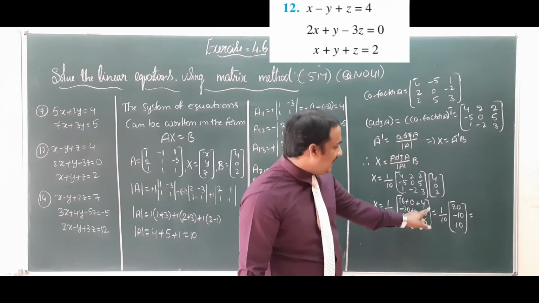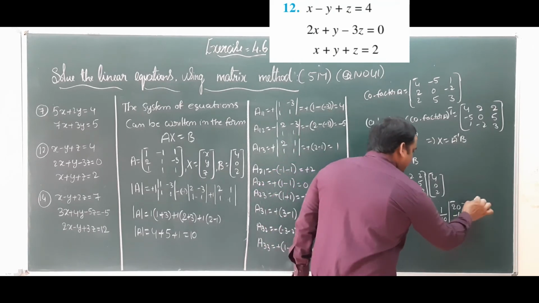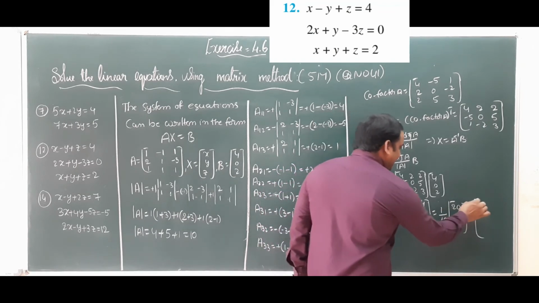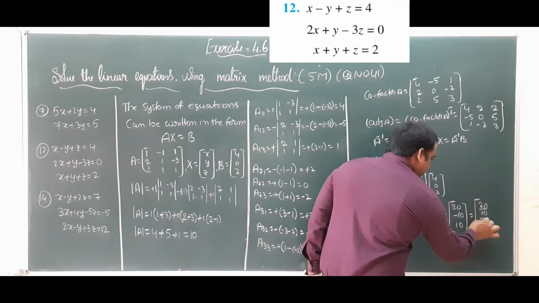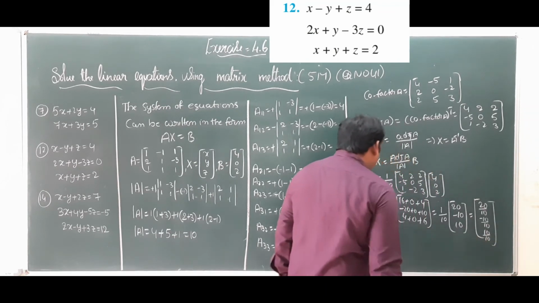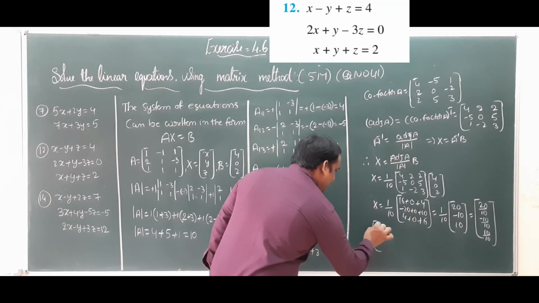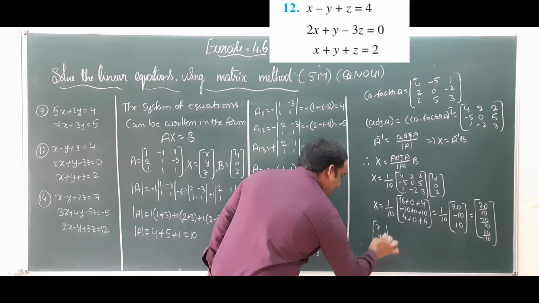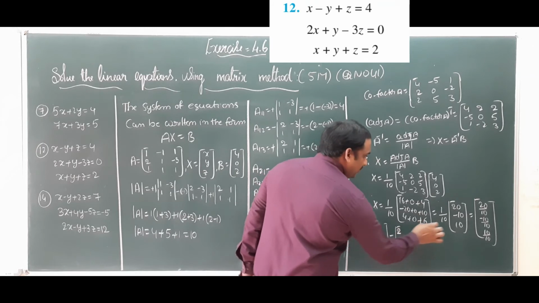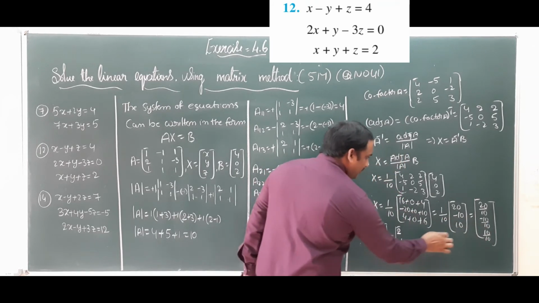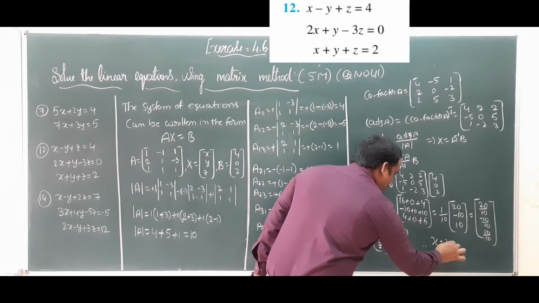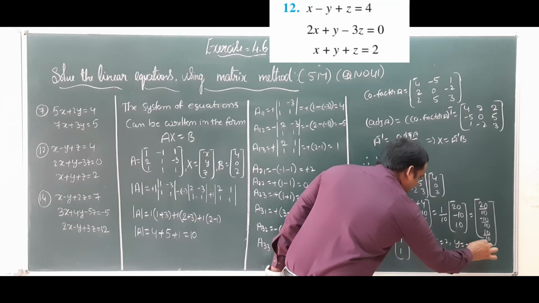Now see here 1 by 10 is there. 1 by 10 is a scalar. Multiply into here each element. 20 by 10, minus 10 by 10, 10 by 10. Now capital X means what is the matrix here? X, Y, Z equal to, now 20 by 10 value 2, minus 10 by 10 minus 1, 10 by 10 is 1. Therefore x equal to 2, y equal to minus 1, z equal to 1.